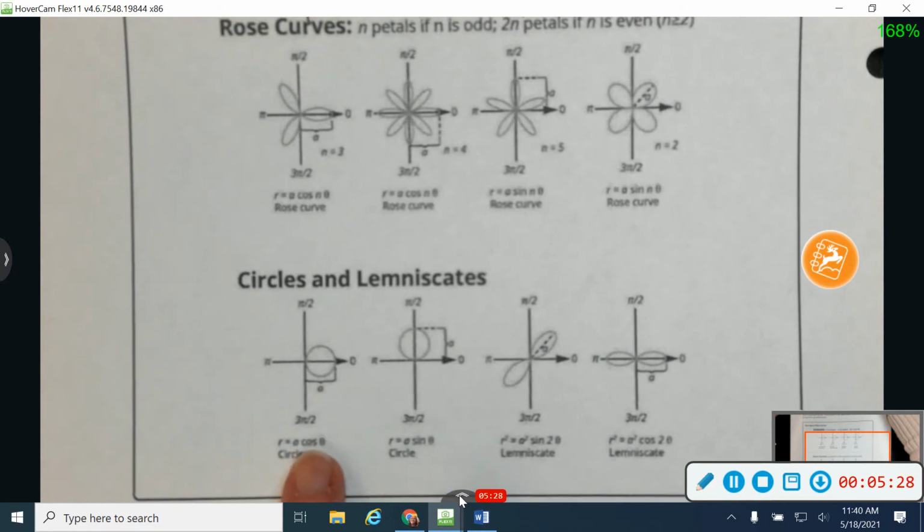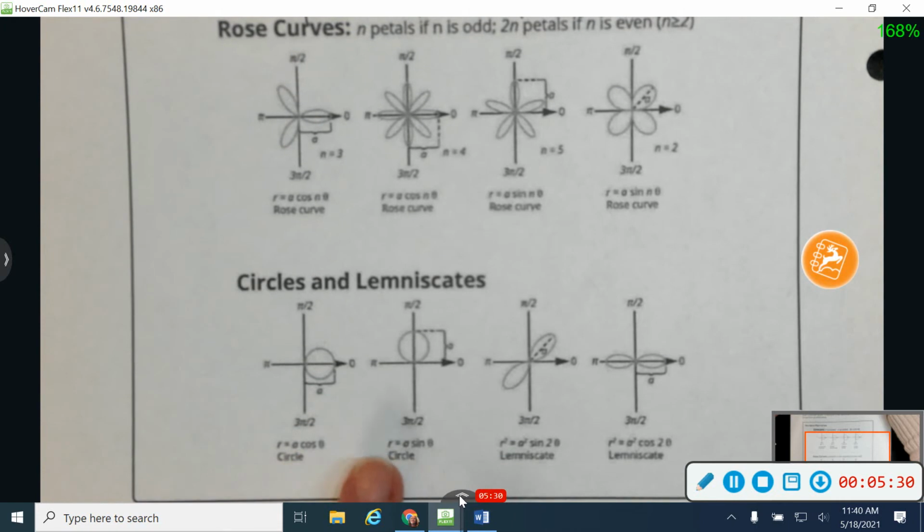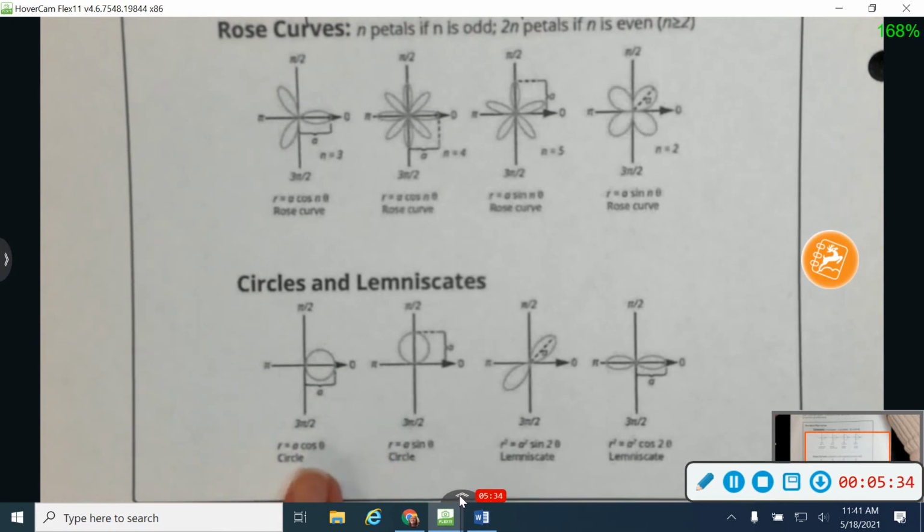With cosine, it's going to be on the x-axis. With sine, it's going to be on the y-axis. The number that's in front is your diameter. We have a circle over there where it says number 4, r equals 4 cosine theta. Cosine puts it on the x-axis. The 4 in the front is the diameter. I'm going to draw one of those first with you today.